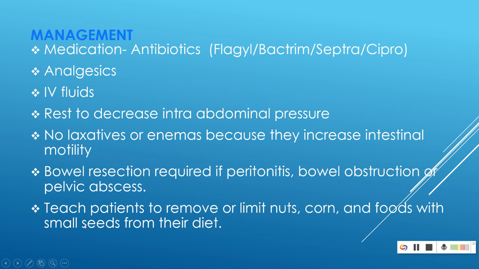Medications, antibiotics. We're going to look at Flagyl, Bactrim, Septra, and Cipro. These are all your frequently used antibiotics for this problem. Analgesics. If they're having pain, we need to give them some analgesics. You want to stay away from the opioids at this point because we don't want to slow down our peristalsis. IV fluids. If they're having frequent stools, then we could be losing fluid. So we've got to replace that fluid.